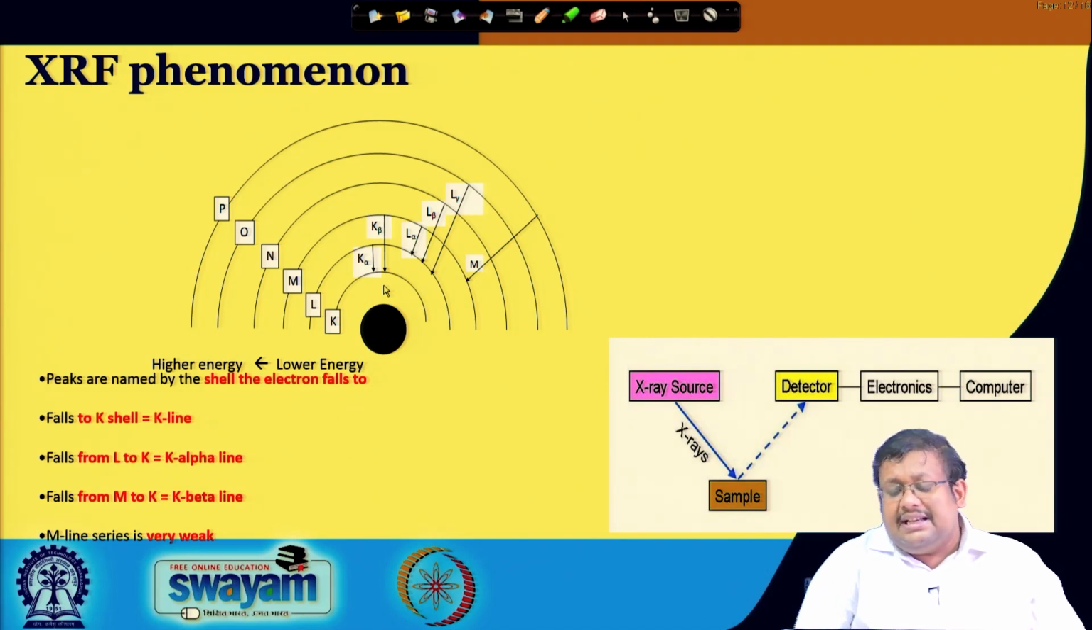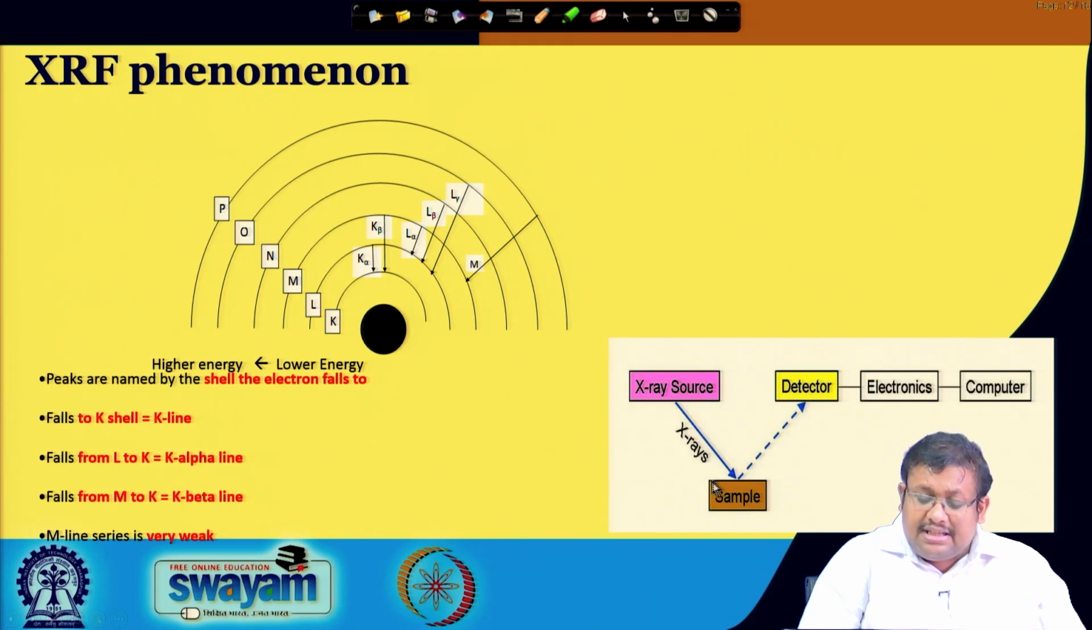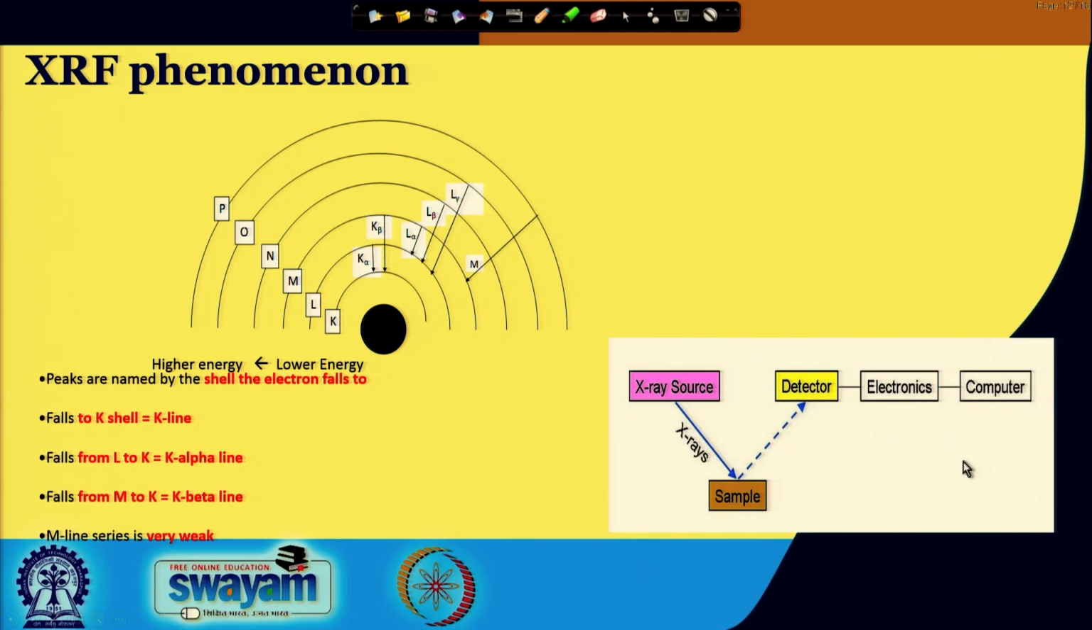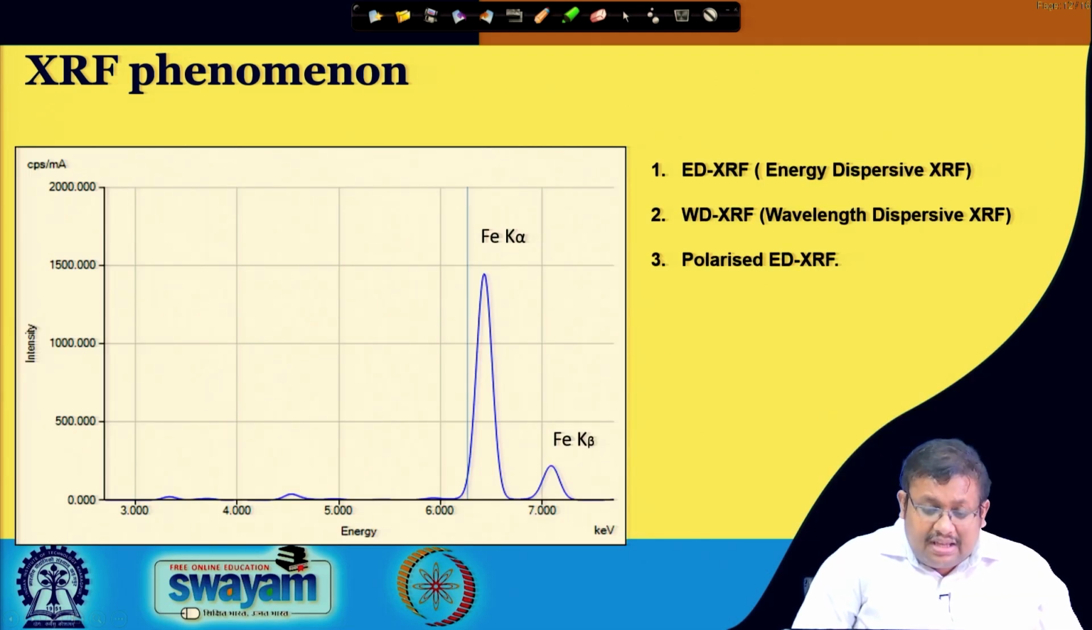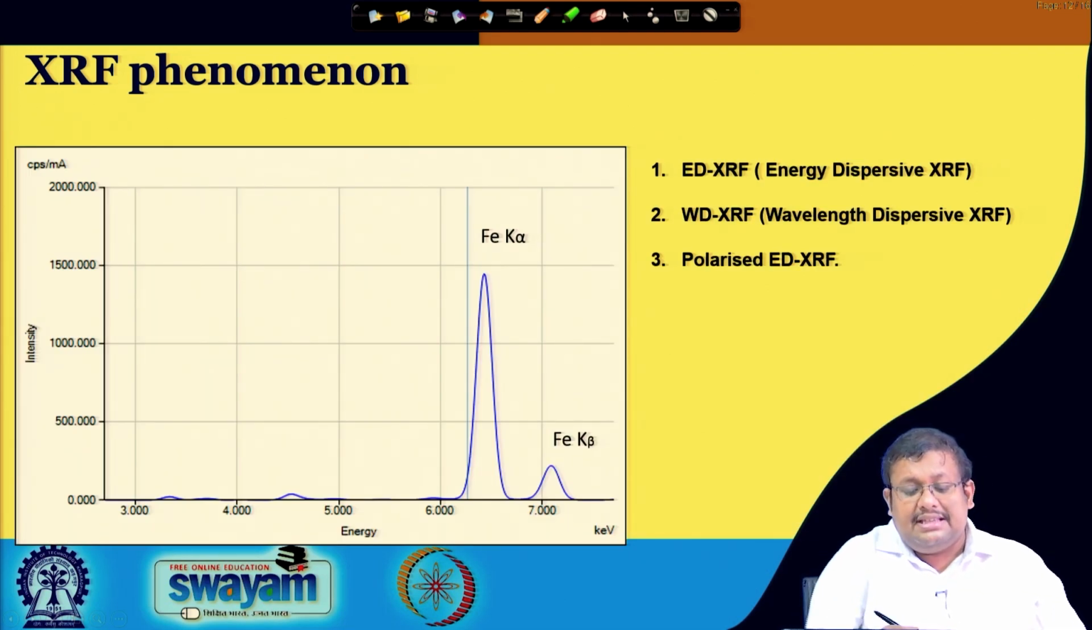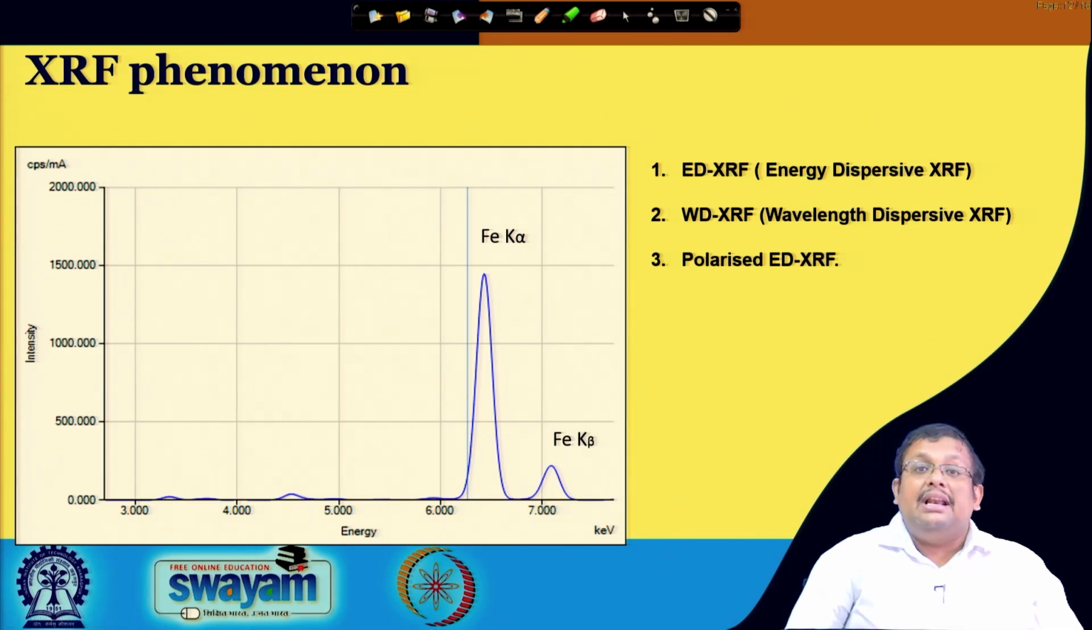So, this is basically the direct excitation method. You can see here there is an X-ray source producing these rays onto the sample, and this fluorescence is detected by a detector, which is further operated by electronics and a computer. So, this is how the XRF phenomenon operates, and here you can see the K alpha line and K beta line of iron, just as an example.